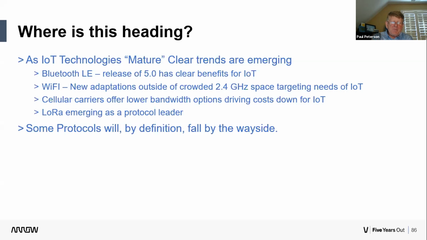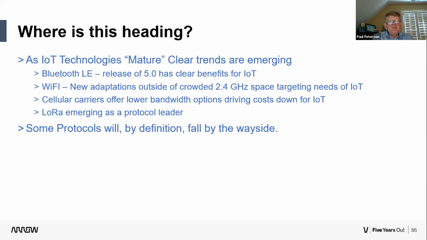Wi-Fi is exciting because we're beginning to see new adaptations outside of that crowded 2.4 gigahertz space. And again, targeting IoT. Wi-Fi has been around a long time, and it's been a great resource for allowing us to connect our smart TV, our smartphone, our laptops and things of that sort. And we're seeing it being adopted more for IoT.